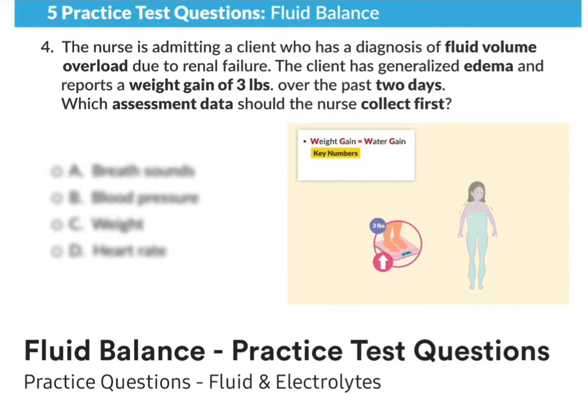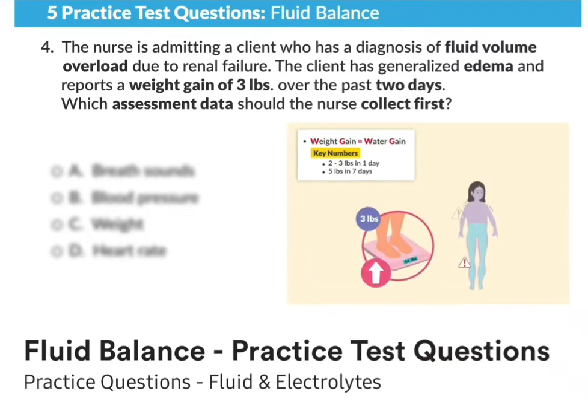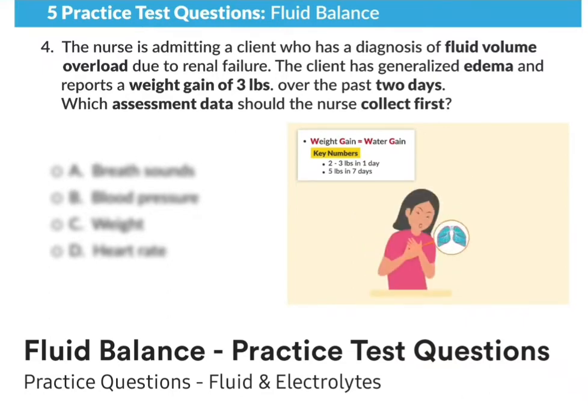Wowza. So remember the key numbers. 2 to 3 pounds in 1 day and 5 pounds in 7 days is not good. So wow, this client is gaining fluid very quickly, soon to become a critical client, as rapid fluid means rapid filling of the lungs. Basically, the client's going to be drowning in their own fluids.